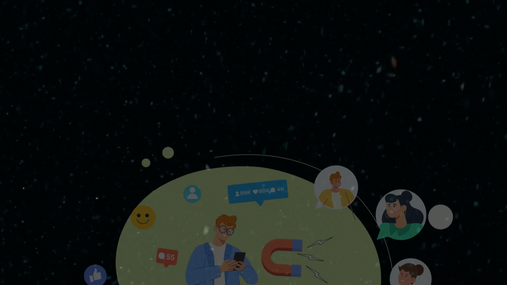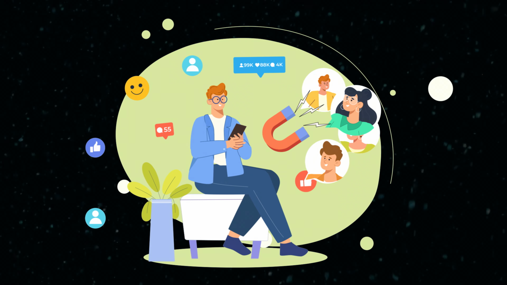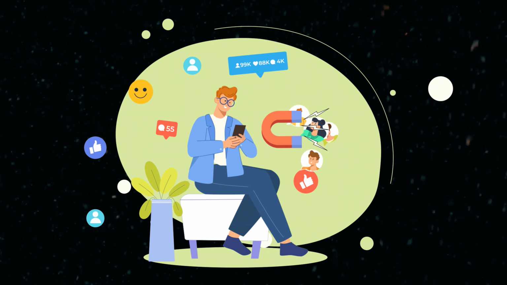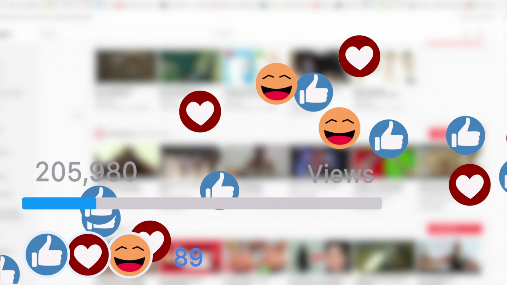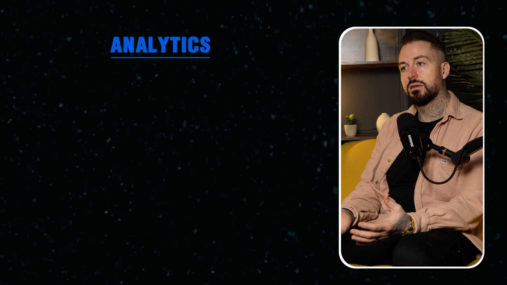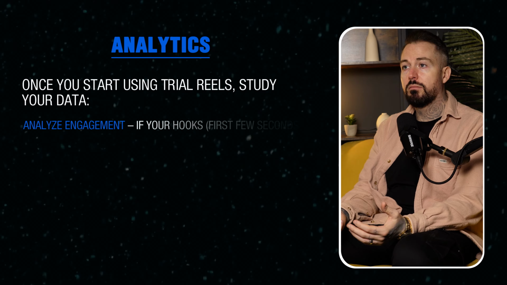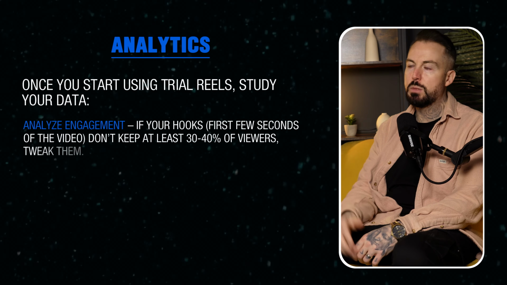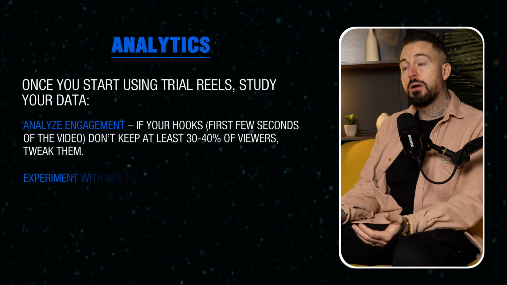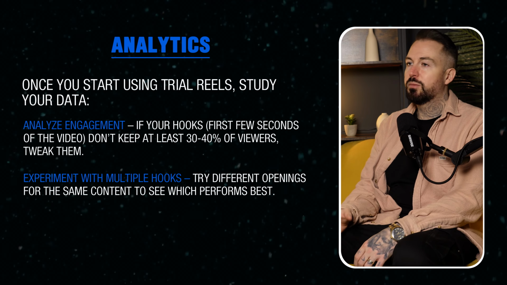However, and I must stress this, consistency is crucial. Keep posting fresh content on your main feed so that when new viewers click on your profile, they can see you're active and engaged. A well-maintained feed reassures potential followers that your content is worth subscribing to. Now let's talk a bit about analytics. Once you start using trial reels, study your data. Analyze engagement. If your hooks, the first couple of seconds of a video, don't keep at least 30 to 40% of your viewers, tweak them. Experiment with multiple hooks. Try different openings for the same content and see which performs best.